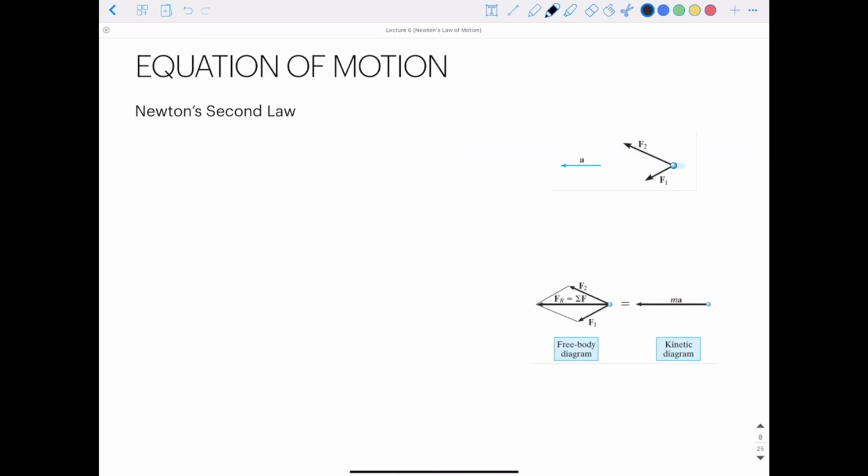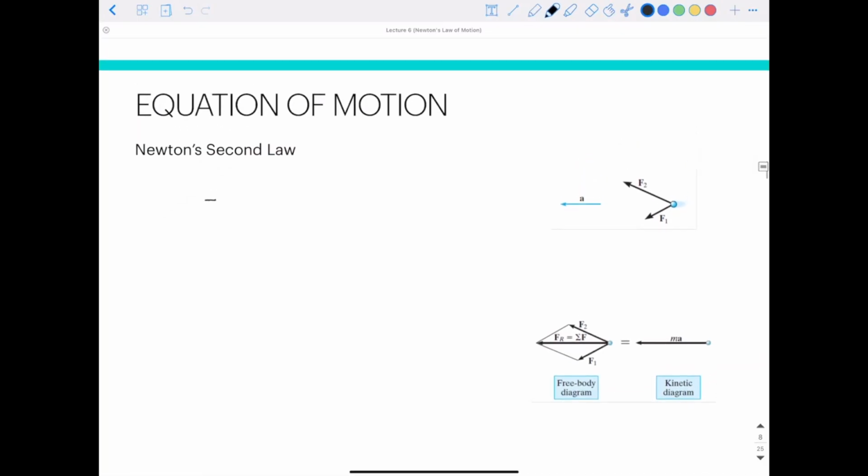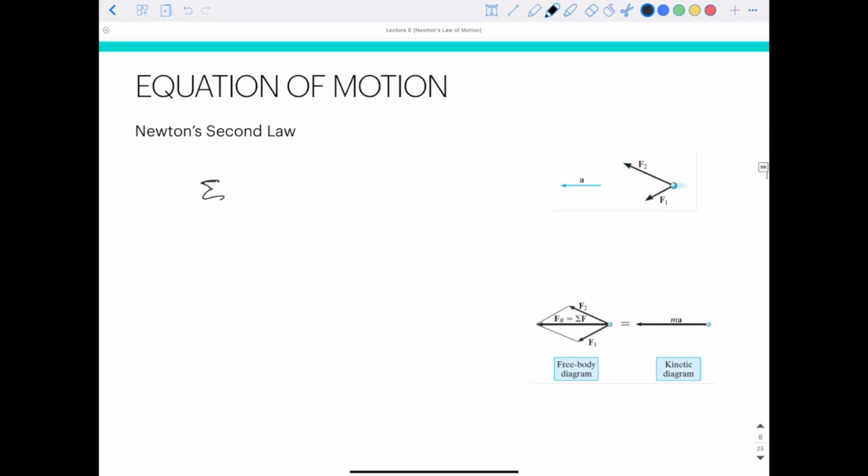So in order to solve some problems, we need to consider the possibility that there might be multiple forces acting on a single body. The motion of a particle is governed by Newton's second law, and it relates the unbalanced forces on a particle to its acceleration. The sum of our forces is equal to the resultant force, Fr, which is equal to mass times acceleration.